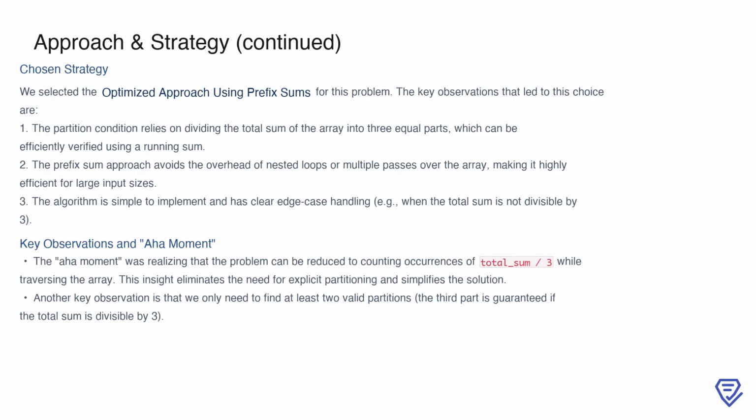The aha moment came when we realized that the problem could be reduced to counting occurrences of 1/3 of the total sum as we traverse the array. This insight eliminates the need for explicit partitioning and streamlines the solution. Another important observation is that finding at least 2 valid partitions is sufficient, as the third part is guaranteed if the array's total sum is divisible by 3.